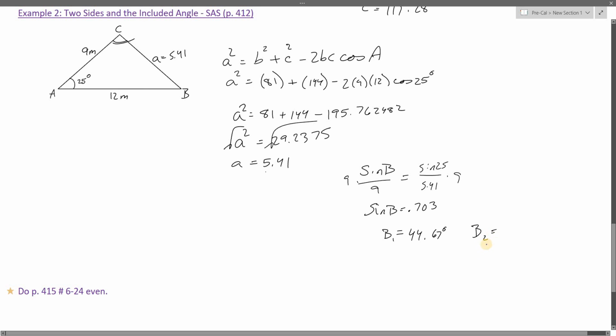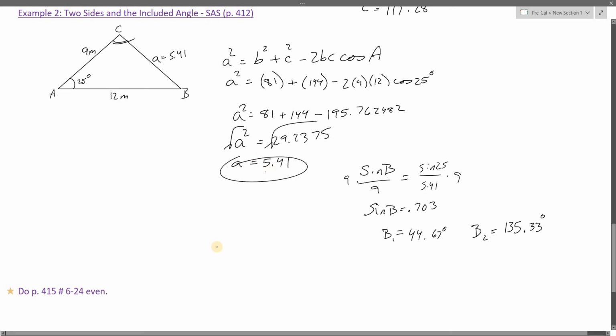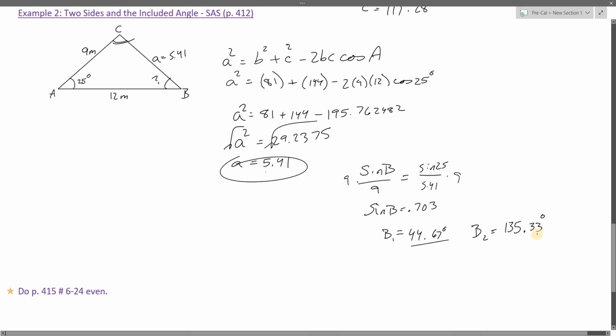And this is really an exercise in logic at this point. You may just get it right from the beginning. We could assume it was right, but I want to make sure you understand why we're doing this. So B could also be this, because if you take the sine of 135, you'll also get 0.703. So we know A is 5.41. The question of the day is, what's B? Well, the easiest way to tell is to figure out which of these B's is logical. So as we look at these together, we have 44.67, we have 135.33.